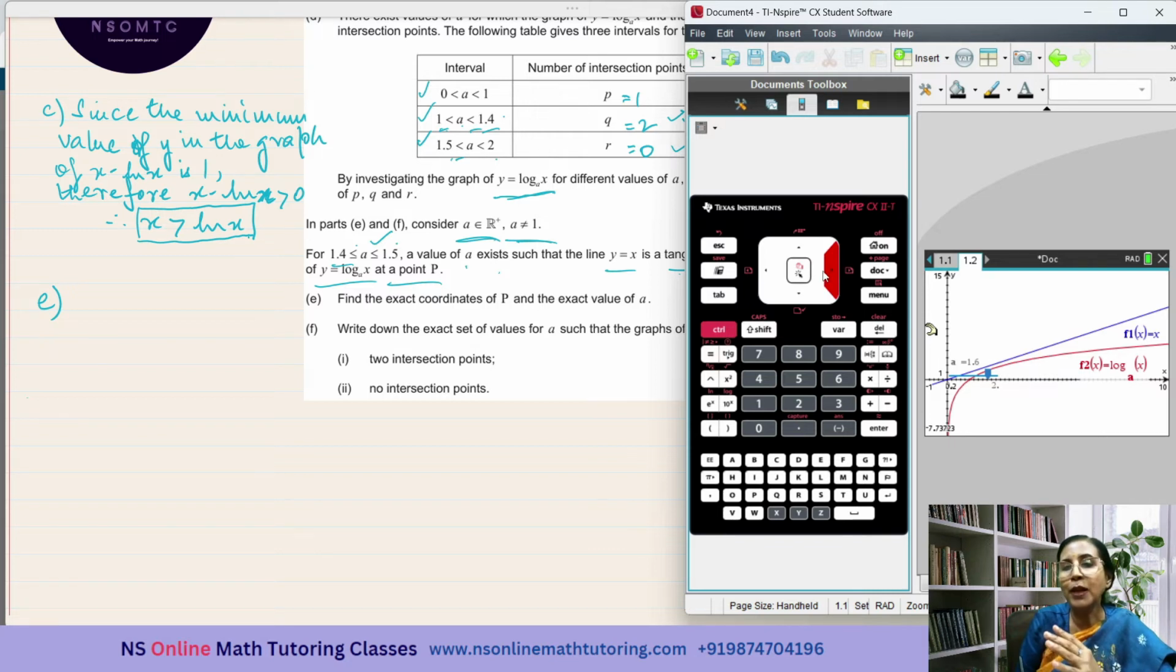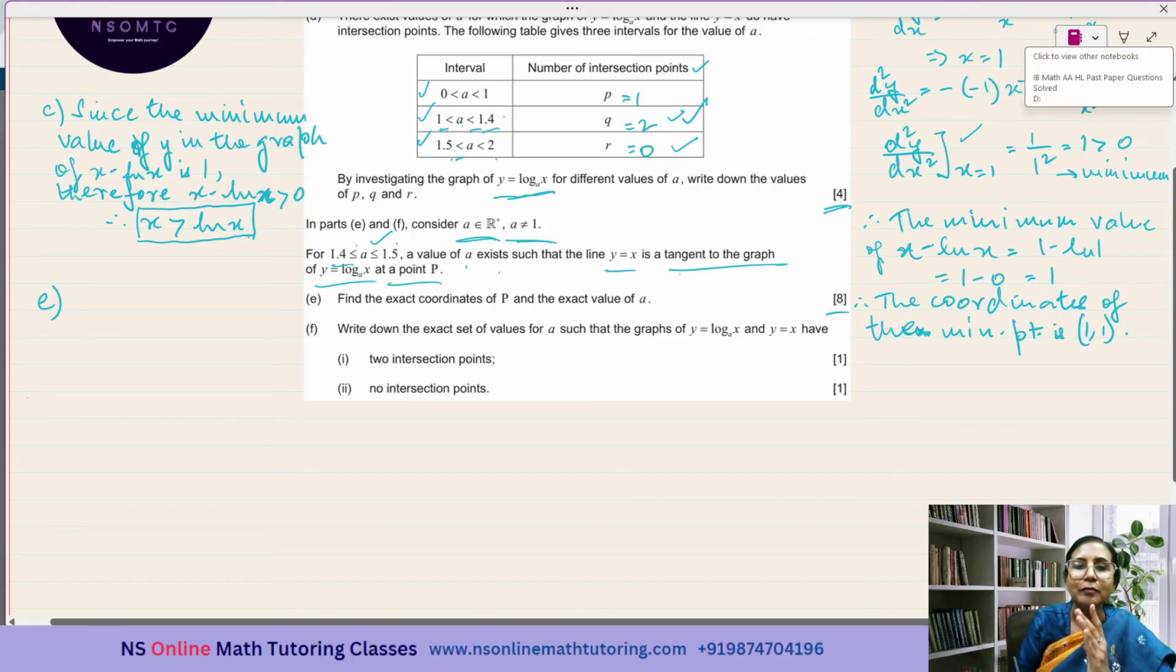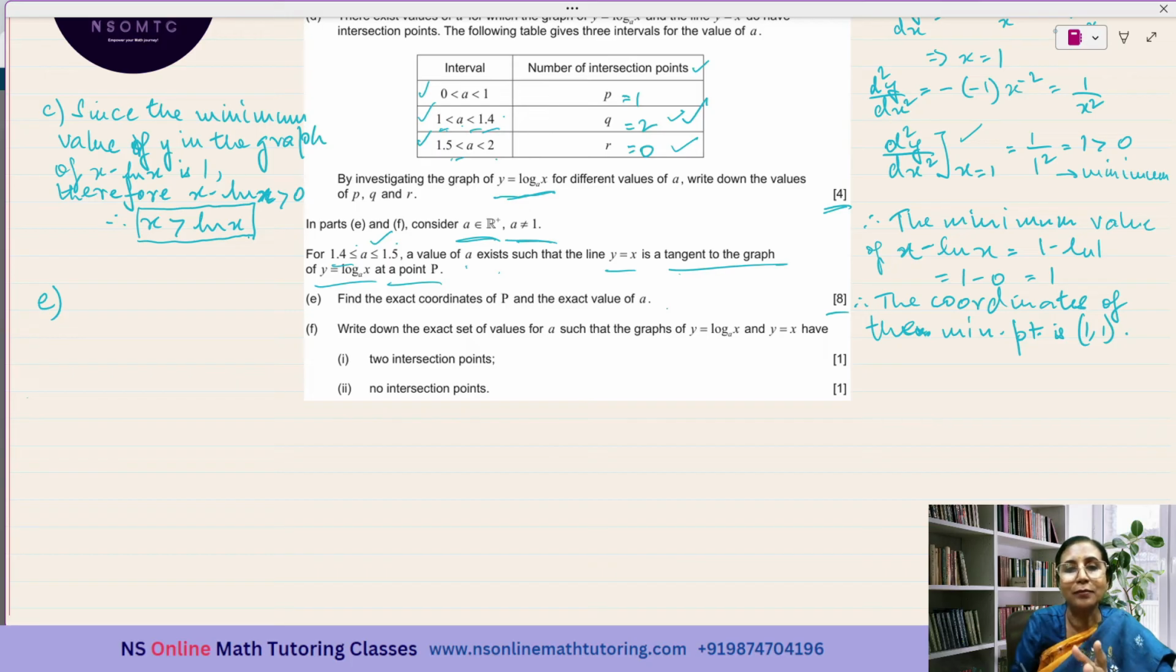So there should be a value of A where the line and the curve just touch each other at a point. That is when the line becomes the tangent of the curve. And we have to find the A value for that point and the coordinates of that point. So for y equal to x, m, the gradient, is equal to 1.